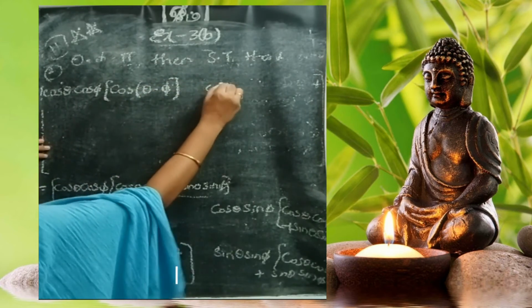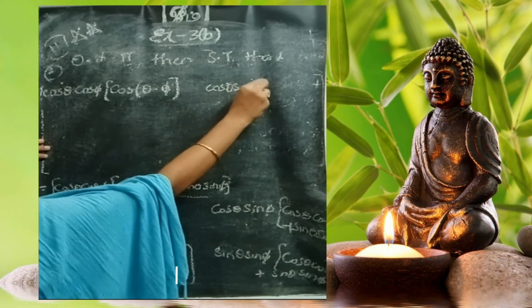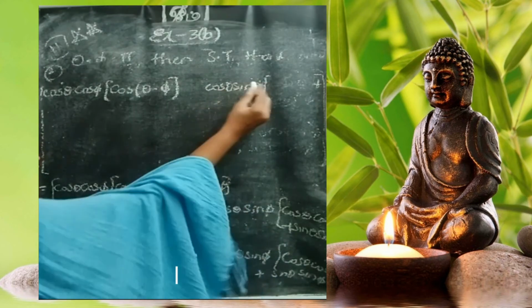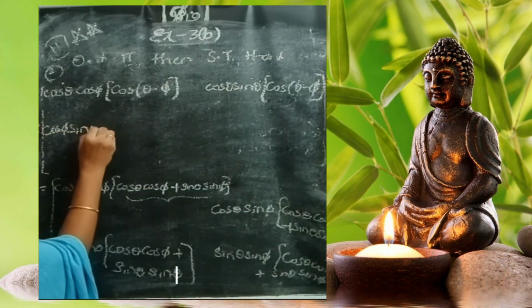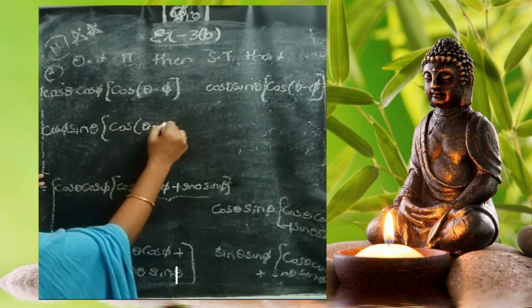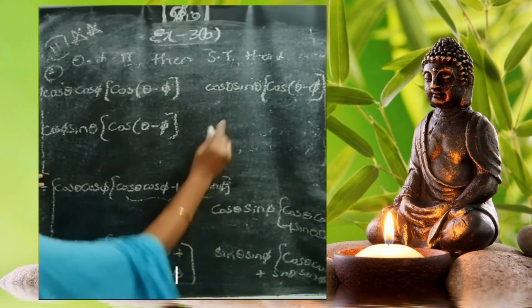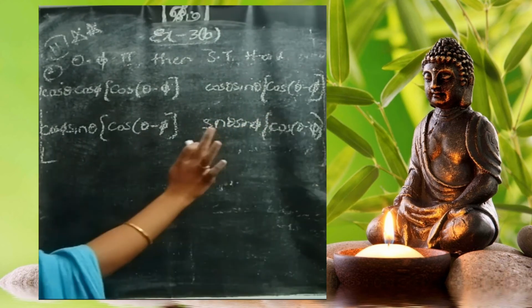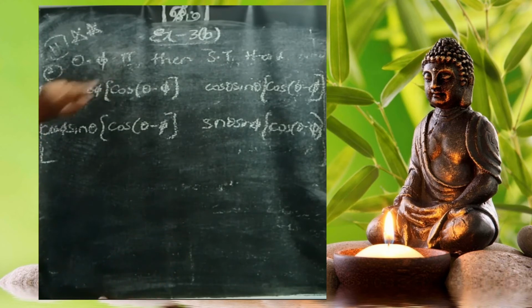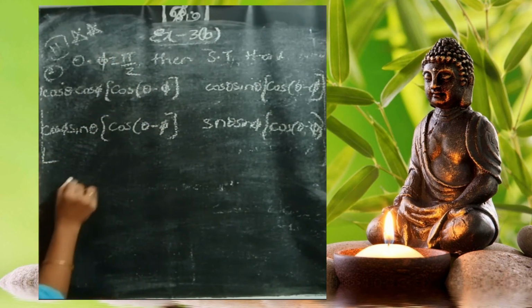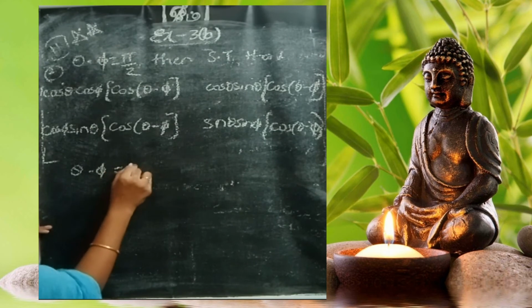Next, cos theta sin theta, cos theta cos pi, same formula applies here. Cos pi sin theta, same for every term: theta minus pi. Sin theta, sin pi. Multiplication completed, but they have given one condition here. So theta minus pi is equal to pi by 2. Theta minus pi is pi by 2.